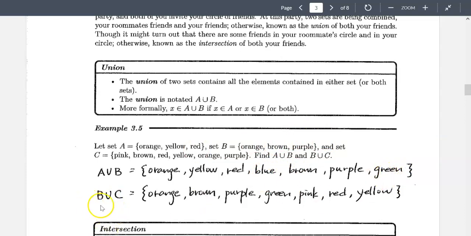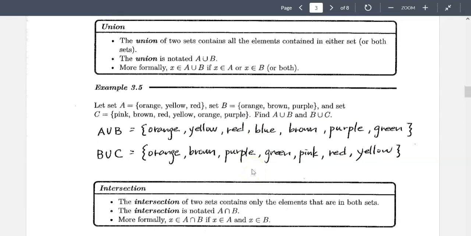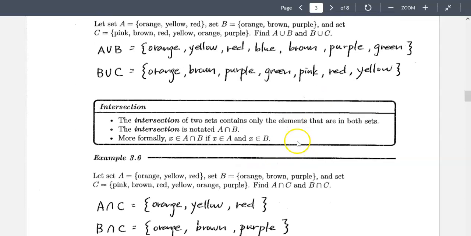Now B union C, same thing. Between B and C, what are all the colors that B and C contain? You have orange, brown, purple, and then the pink. We don't say brown again because we already mentioned brown when we listed B. Then we have the red, yellow. We don't say orange again because we already have orange, and then we have purple. I do apologize for the typos in here.